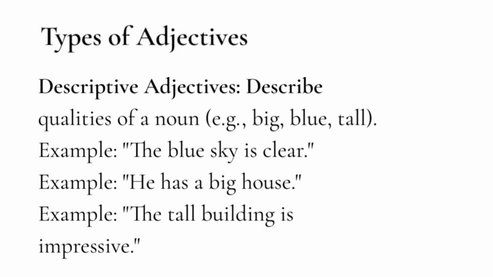Types of adjectives. Descriptive adjectives describe qualities of a noun, e.g., big, blue, tall. Example: the blue sky is clear. Example: he has a big house. Example: the tall building is impressive.